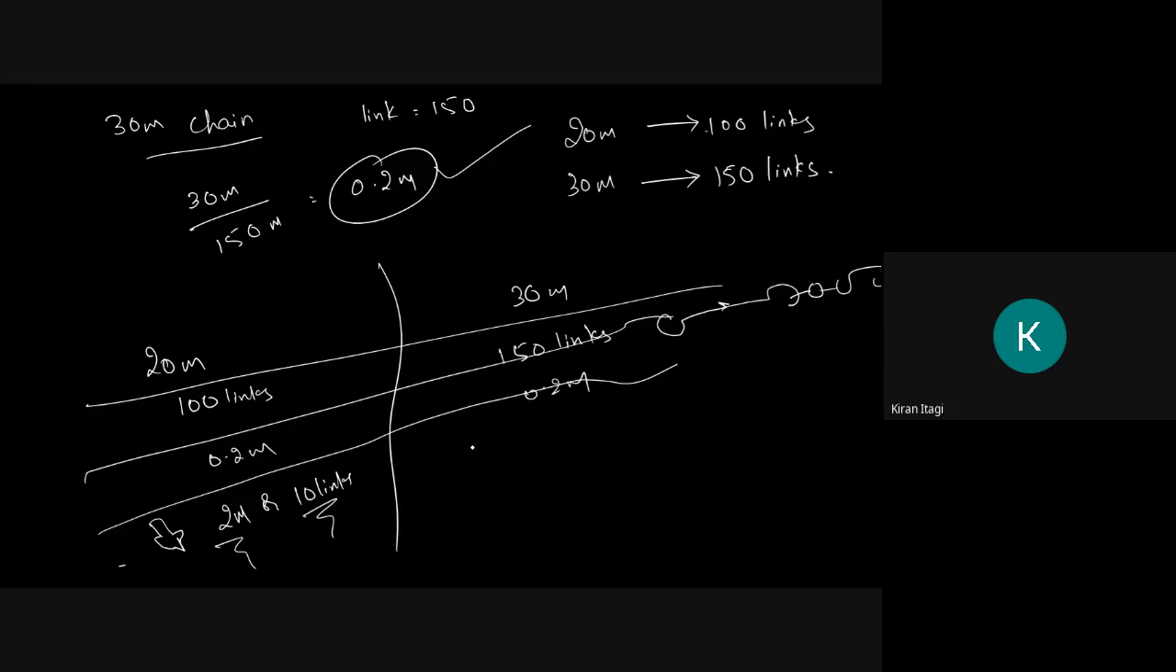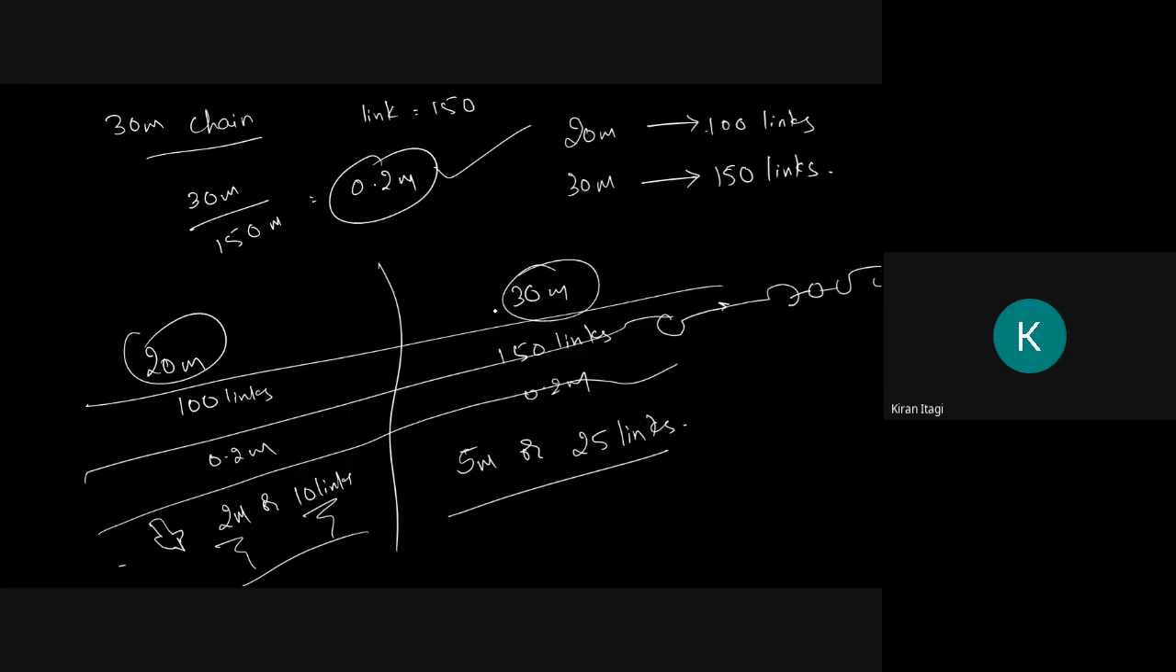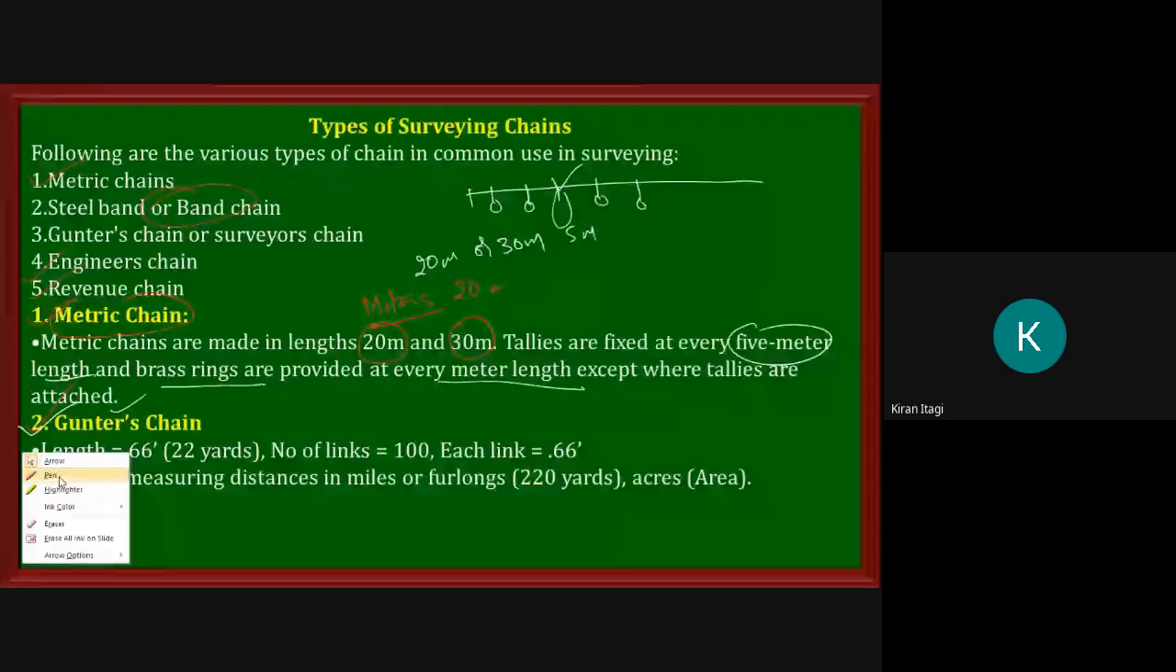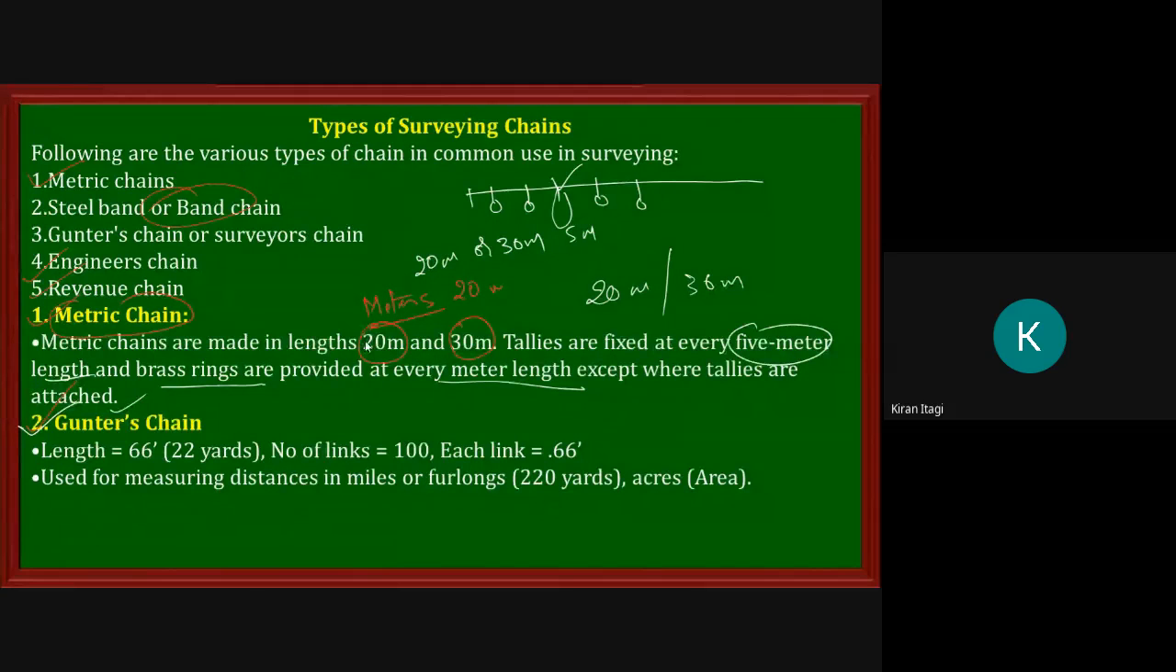Okay. In the 30 meter chain, tallies are provided at every 5 meters, or you can call it 25 links. This is the difference between the 20 meter and 30 meter. Just remember about the 20 meter and 30 meter, most important one. I will show you the figure.